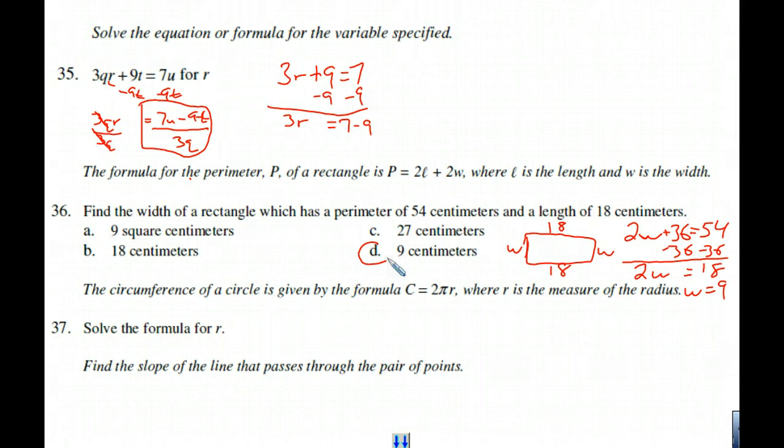centimeters. It won't be 9 square centimeters because that has to do with area. Anything that has square centimeters, which this is a square centimeter, 9 square centimeters, would have to do with area.